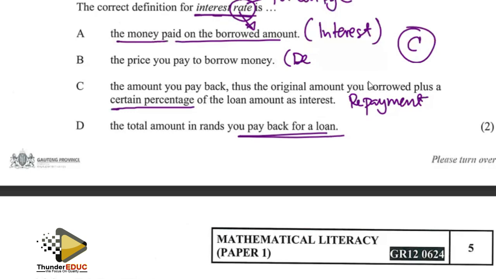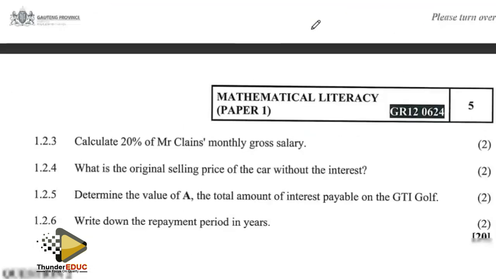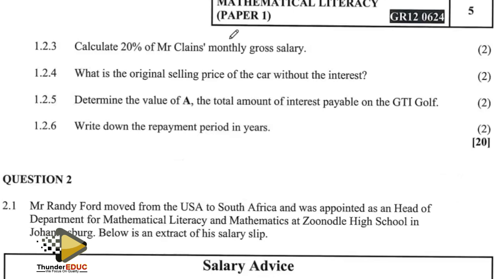So I'm taking C because I've seen the word percentage, but it's not a clear word here. Okay, 1.2.3. Calculate 20% of Mr. Klein's monthly gross salary. Remember, he earned 68,000. So 20% is the same as 0.2 times the 68,000.